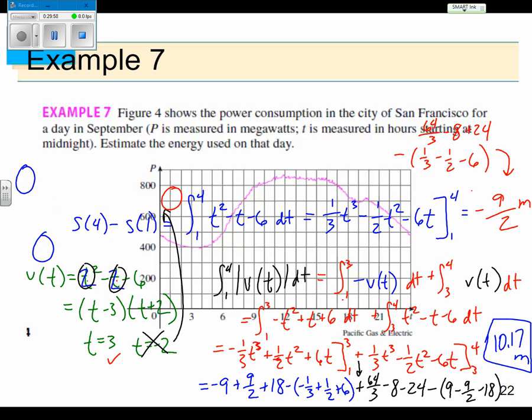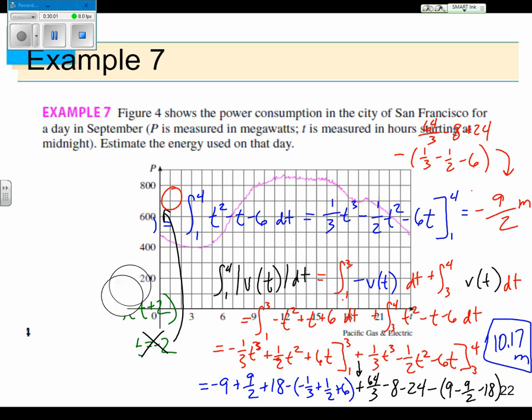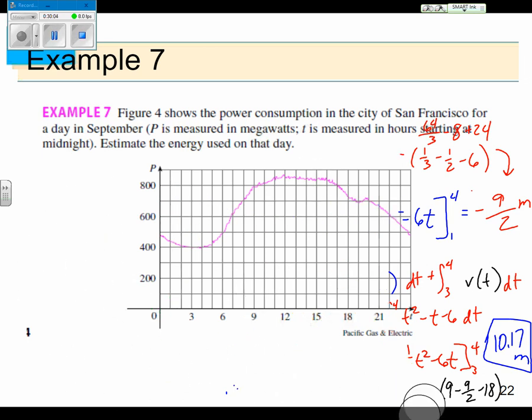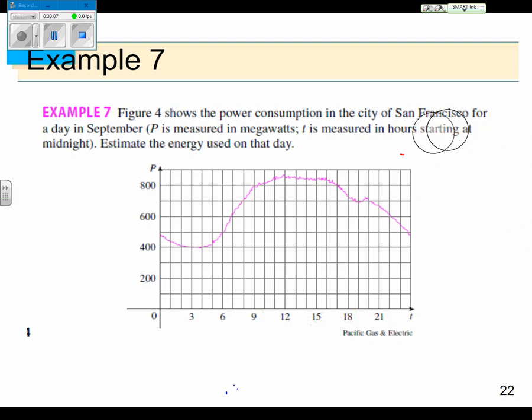One more problem I wanted you to see. This is the power consumption in the city of San Francisco for just a random day in September. P is measured in megawatts, T is measured in hours starting at midnight. So like this would be how much power is being used at 12 o'clock noon on a random day in September. I want to estimate the energy used that day.